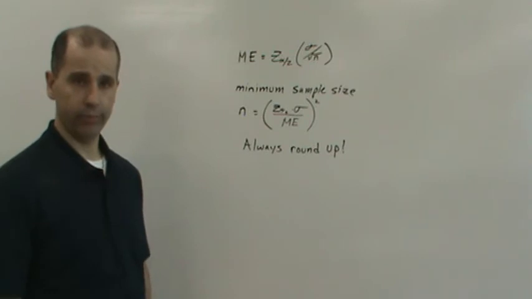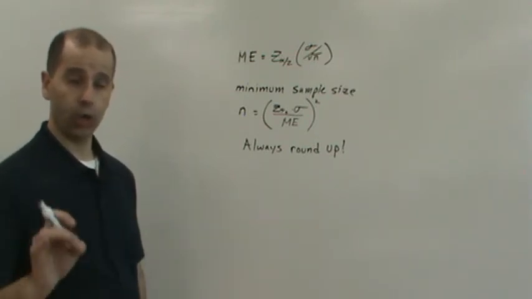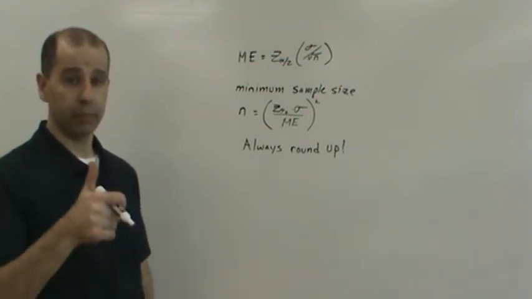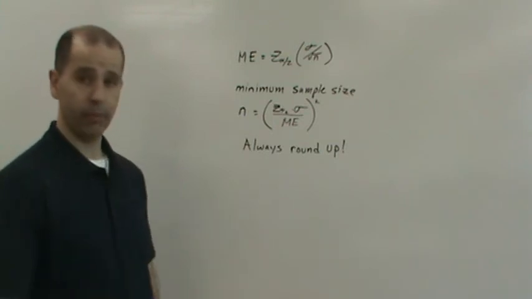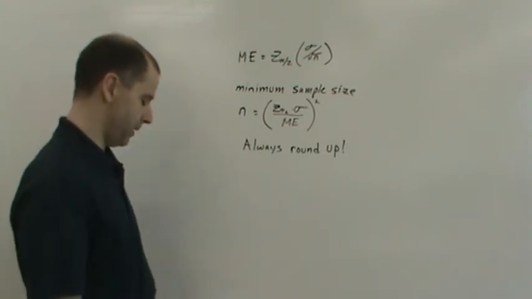Never round down. Okay? Why? Because if we round down, then we're no longer going to be guaranteed to be below the margin of error. So always round up to be conservative. So anytime you get a decimal, always round up to the next whole number. Okay? So just keep that in mind.